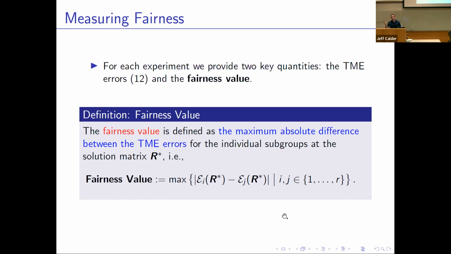are in your subgroups. So if you had, say, 5 subgroups and 3 of them have the same TME errors, but one has a very small one at one extreme and another has a very large one at the other extreme, well, your fairness value is not going to be that good. And the naming convention might not be the best. Right now, if the fairness value is 0, that means you're as fair as you can possibly be. So bear with me with that naming convention.